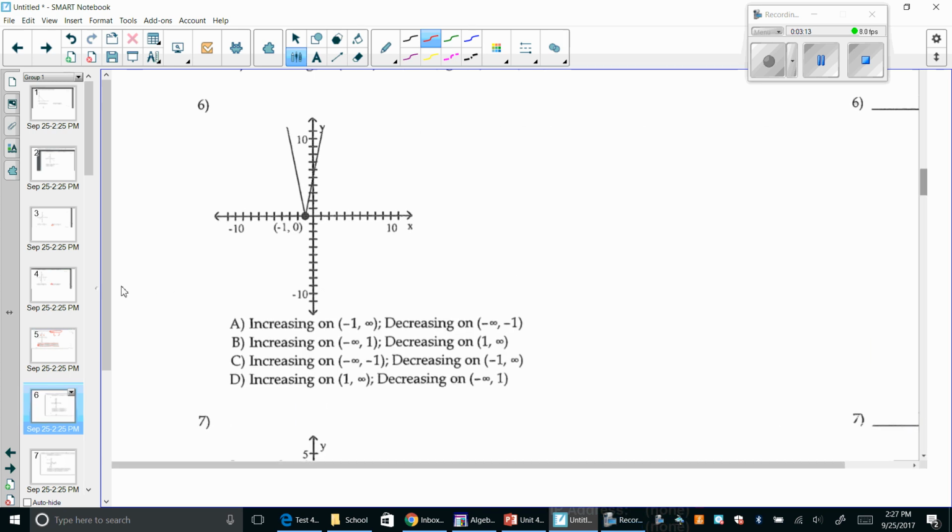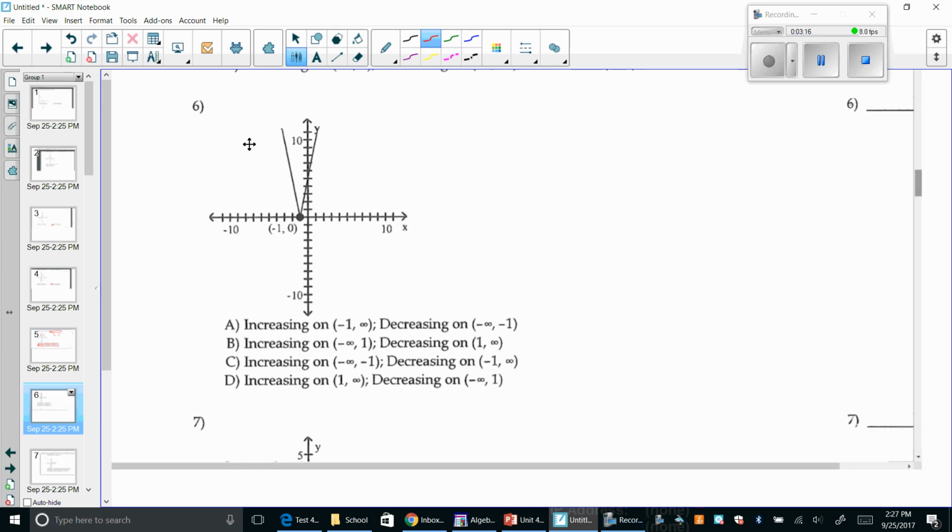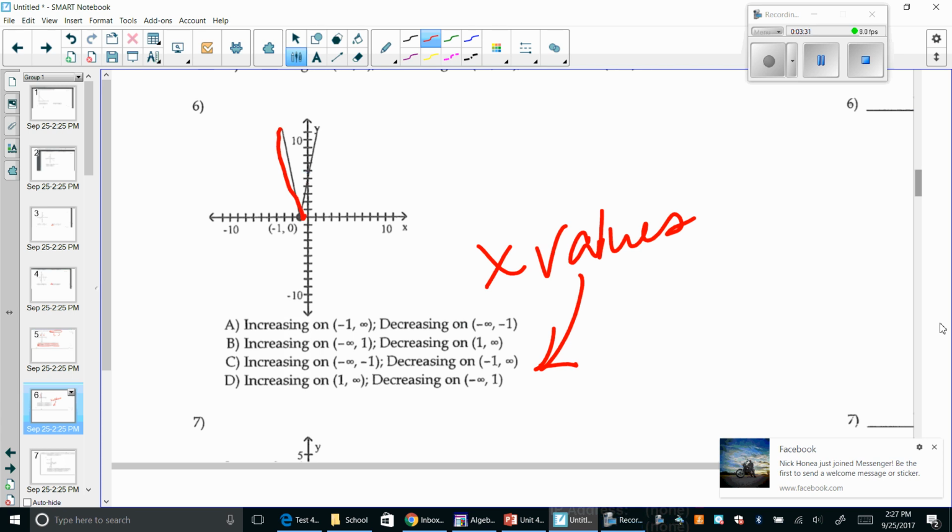Number 6, when is this increasing, decreasing, or constant? It's not constant anywhere. And remember, when we're talking increasing and decreasing, we're talking about X values. When are the Y values decreasing? Our answers are going to be X values. So from negative infinity to negative 1, it's decreasing, and then from negative 1 to infinity, it is increasing. It looks like that is my answer right there. I've got increasing first. So negative 1 to infinity is what I'm looking for, and that's the only one that would have that.